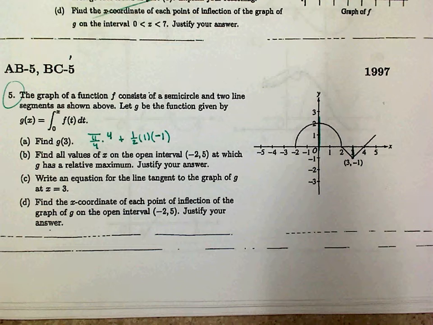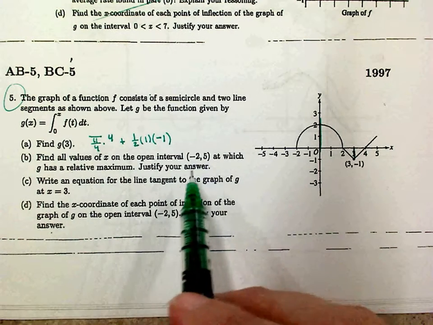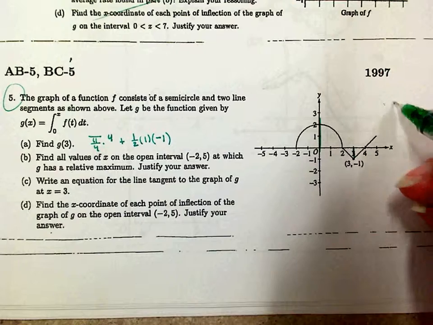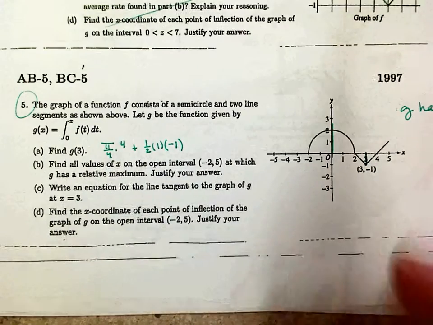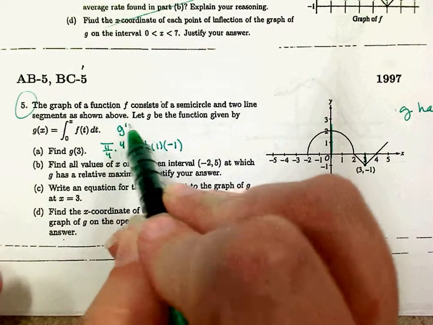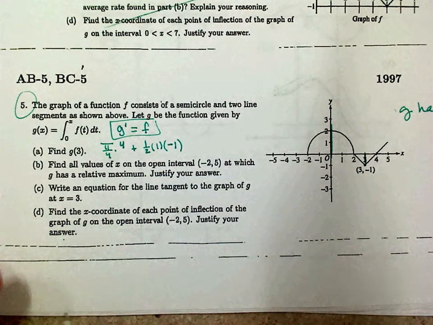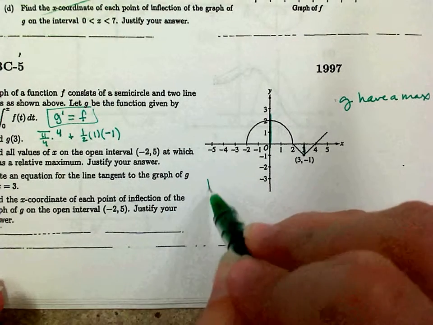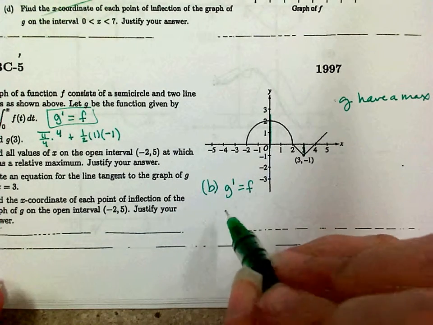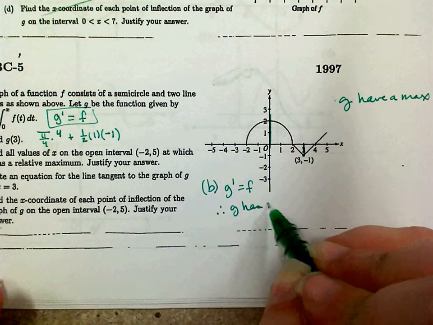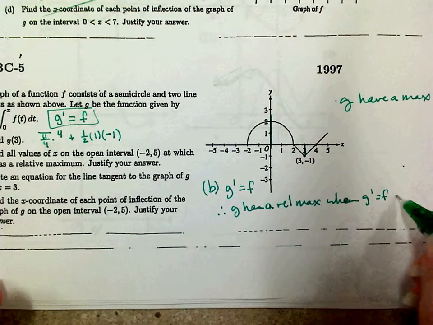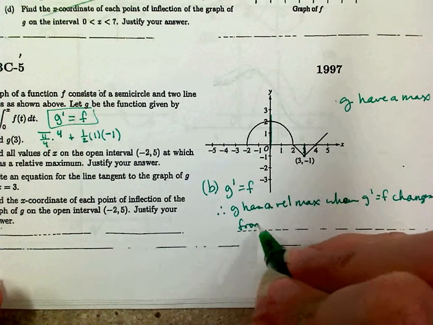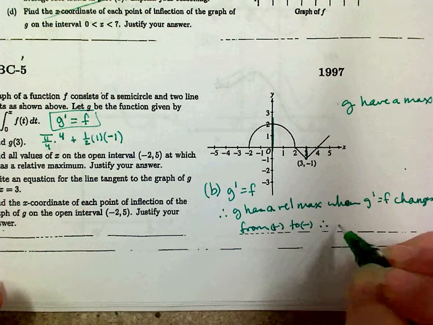That's G of 3. Find all values of x on the open interval from -2 to 5 at which G has a relative max. When does G have a max? Well, what are we looking at? Good. So we're going to write that down in our answer for part B, right? G prime is F, therefore G has a relative max when G prime, which is F, changes from positive to negative, therefore at x equals what? 2. Okay, good.